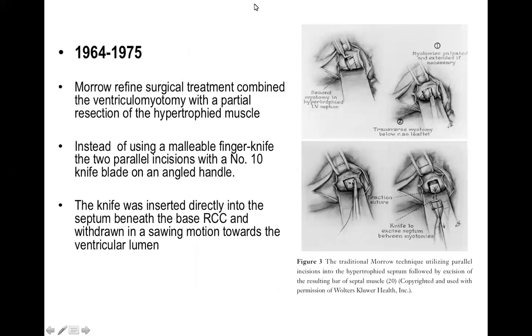And after that, in 1964 and 1975, Morrow again refined the surgical treatment, combining ventriculomyotomy with partial resection of hypertrophied muscle. Instead of using a malleable finger knife, 2 parallel incisions were made with the blade, and the knife was inserted directly into the septum beneath the right coronary cusp.